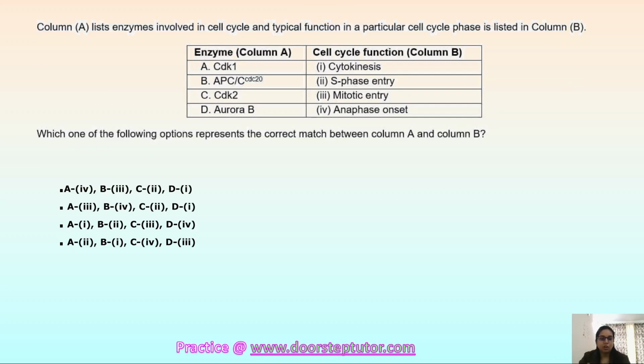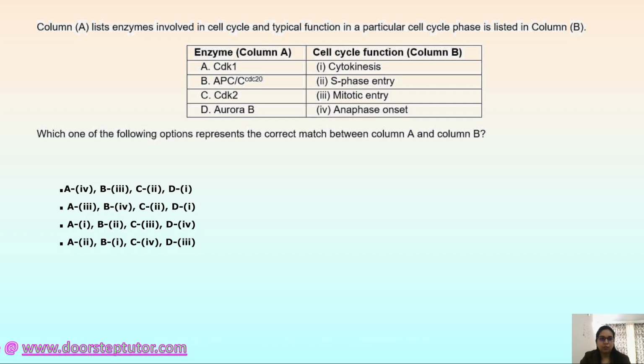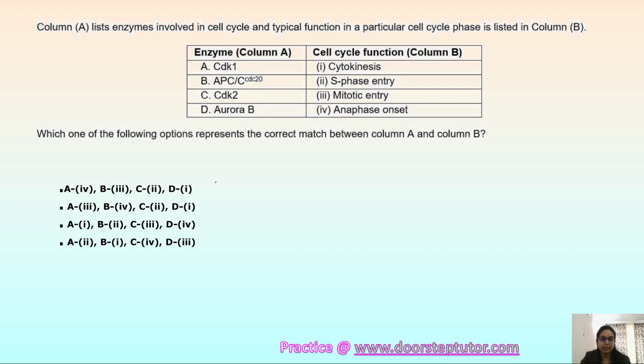Next question: column A lists the enzymes which are involved in the cell cycle, and column B lists the function in the particular cell cycle stage. So we have to match which particular enzyme goes with which cell cycle function, and the options are given here.